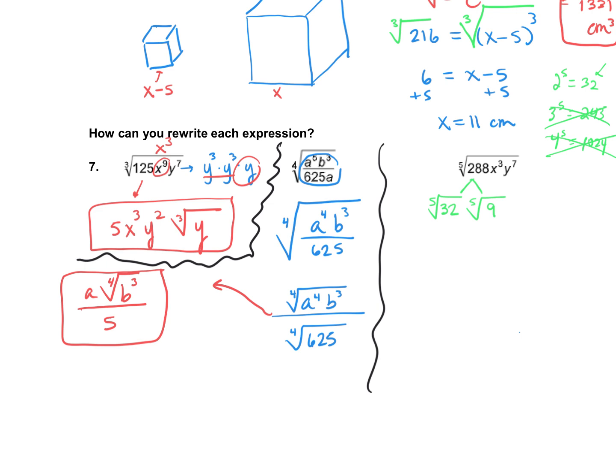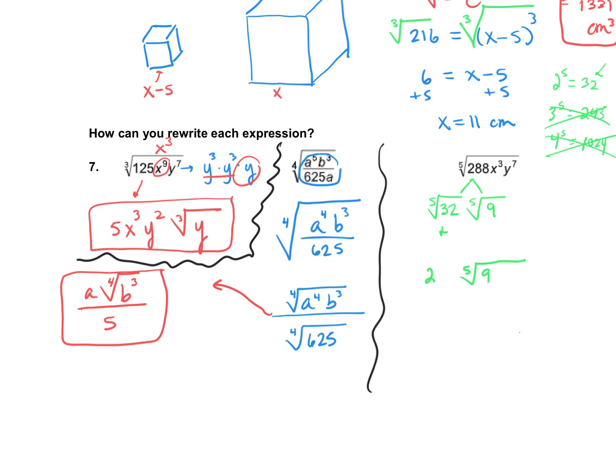Now the fifth root of 32 is 2. And then the fifth root of 9 stays as a fifth root of 9. So I tried to leave a little bit of space here. We have to still take the fifth root of the x's and the y's. So we might have some things that we're able to take the fifth root of joining the 2. We may have some things that stay underneath the radical. We just kind of go through these one at a time.